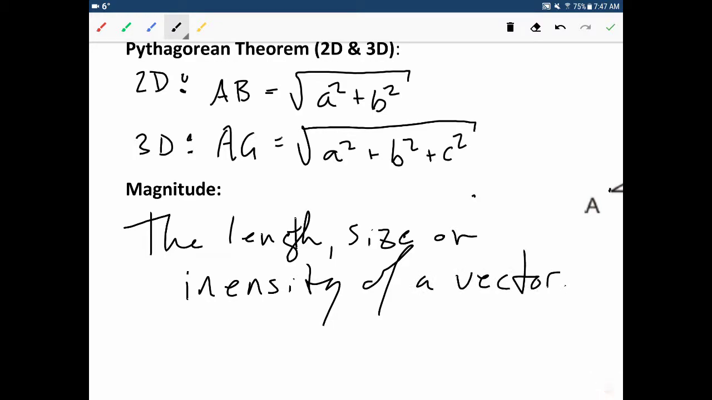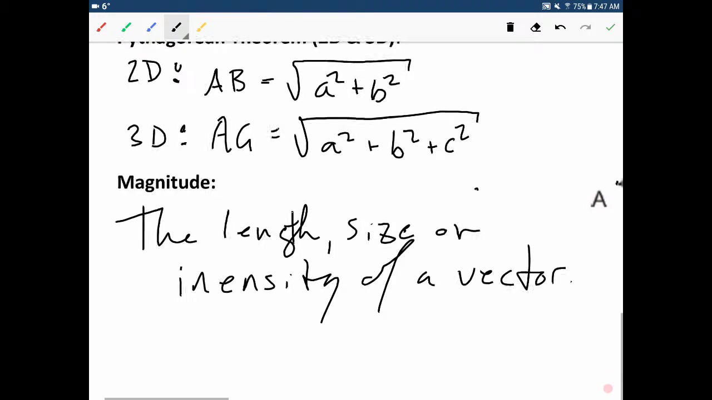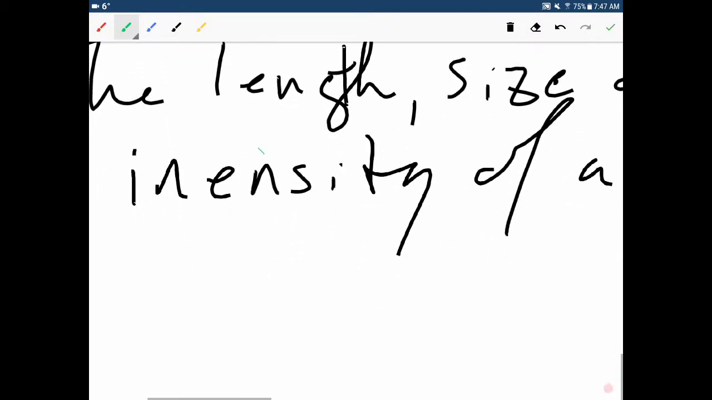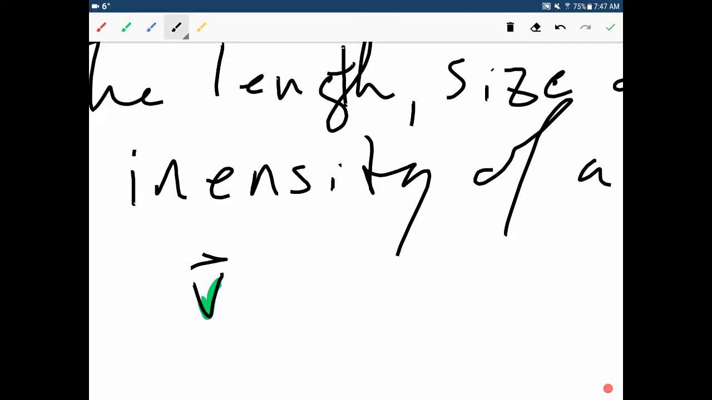So to show that you are talking about the magnitude, the way you'll write it is you'll write the name of the vector. So if we're just talking about vector v, for instance, we would put absolute value bars around it to show that we're talking about the magnitude. Sometimes you'll see it with a double.